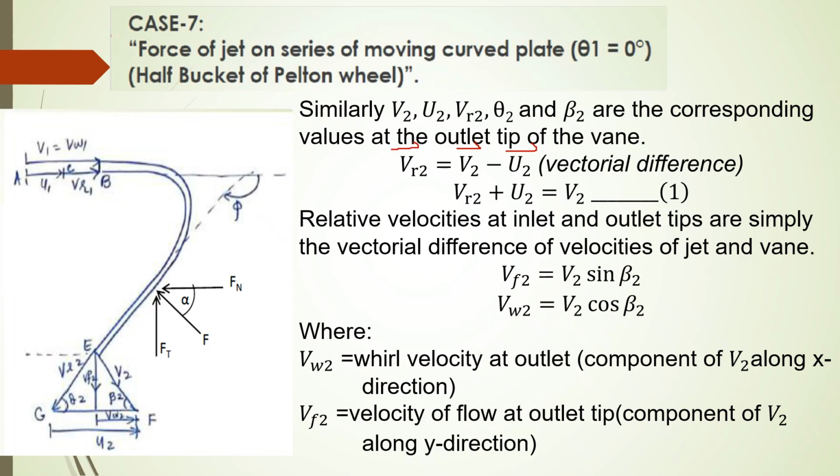This is going to give you the same relationship, and the component of the V2 will be equal to Vf2 and Vw2, where Vw2 is the whirl velocity at outlet tip and Vf2 is the velocity of flow at outlet tip. So here you need to write outlet tip. This has been defined as the component of V2 along the x direction, and numerically calculated as V2 cos of beta 2. And Vf2 is the component of V2 along the y direction, and it is V2 sine of beta 2.